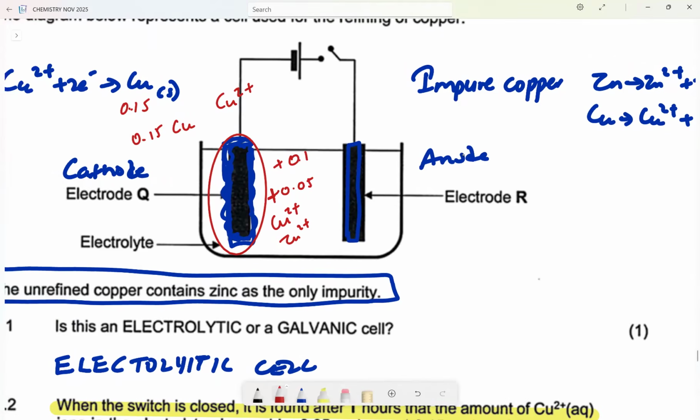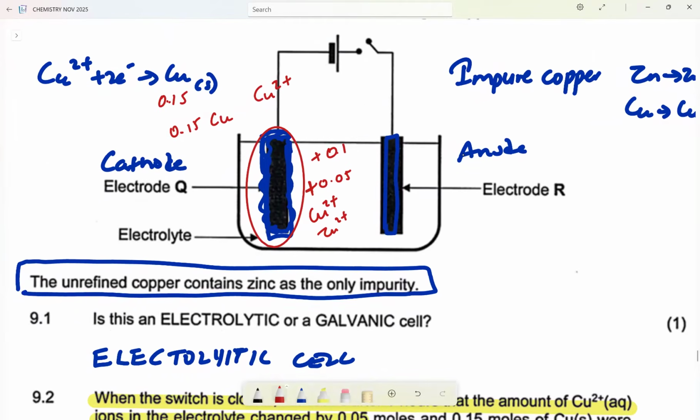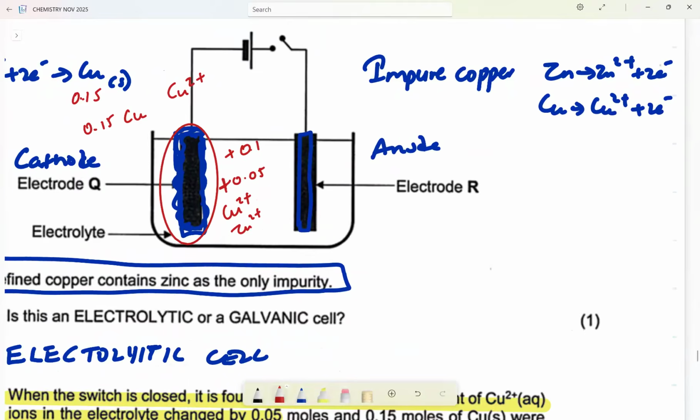Check now. We will have copper, 0.15 was deposited in there. And this one, Cu2+, we know to have increased by 0.05. Therefore, there is something that is left there. What is left is 0.1 mole. So this 0.1 mole will come rather from what? From the zinc.